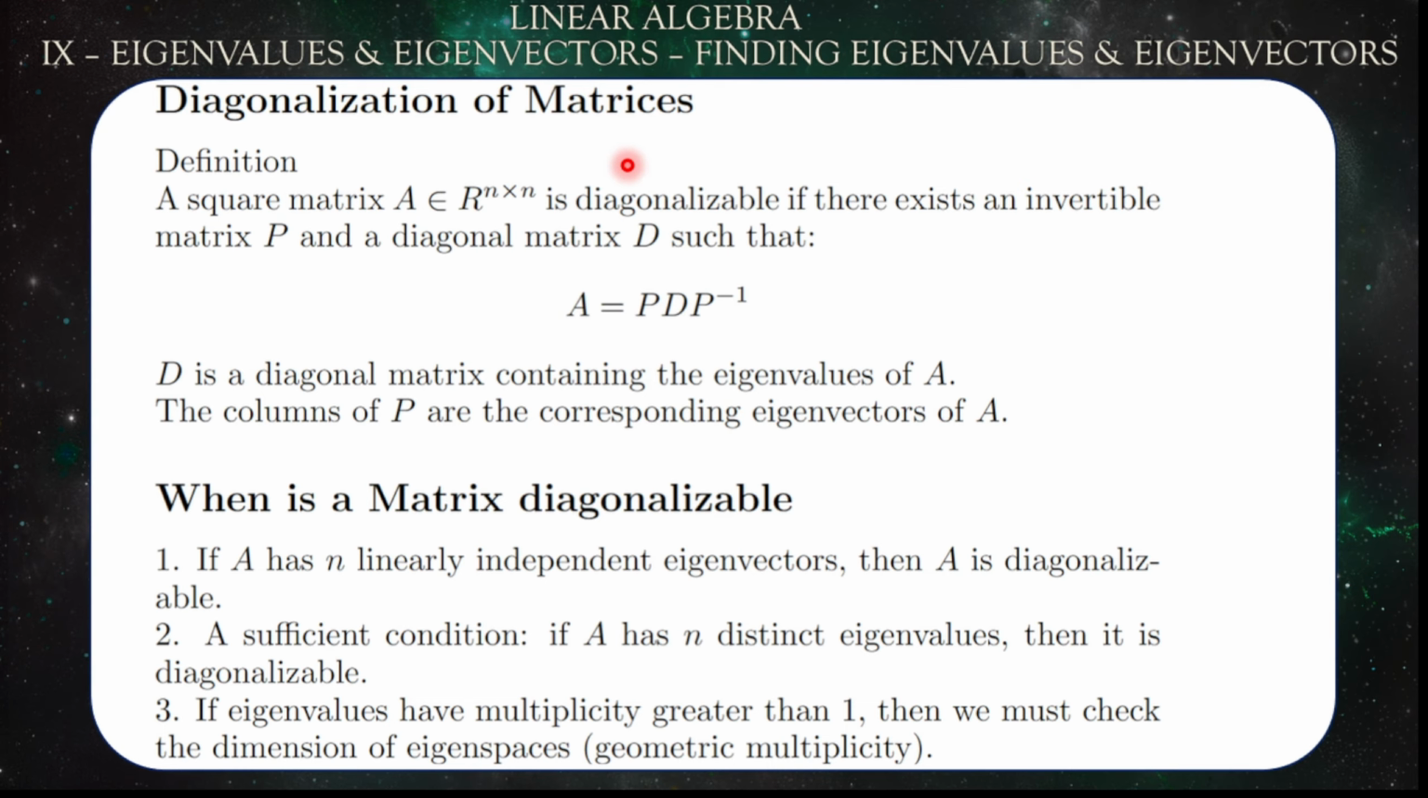Diagonalization of matrices. Definition: a square matrix A in R n-by-n is diagonalizable if there exists an invertible matrix P and a diagonal matrix D such that A is equal to P times D times P minus 1. D is a diagonal matrix containing the eigenvalues of A. The columns of P are the corresponding eigenvectors of A.